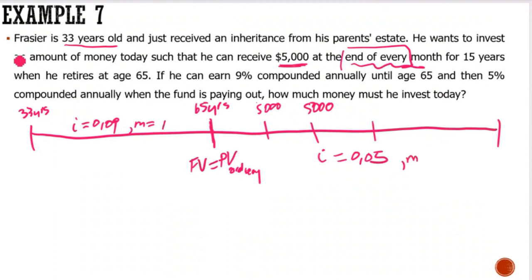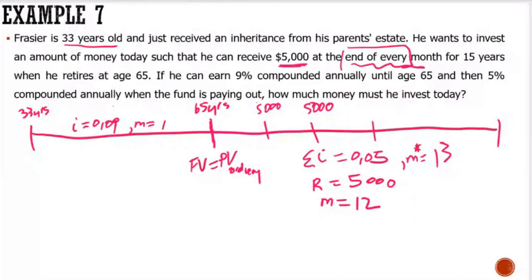So now your M is equal to 1. The interest rate is compounding annually. However, there's a problem here with the payments. You've got your R equal to 5,000. I'm going to put M here for the interest. However, the payments are compounding monthly, which is 12.